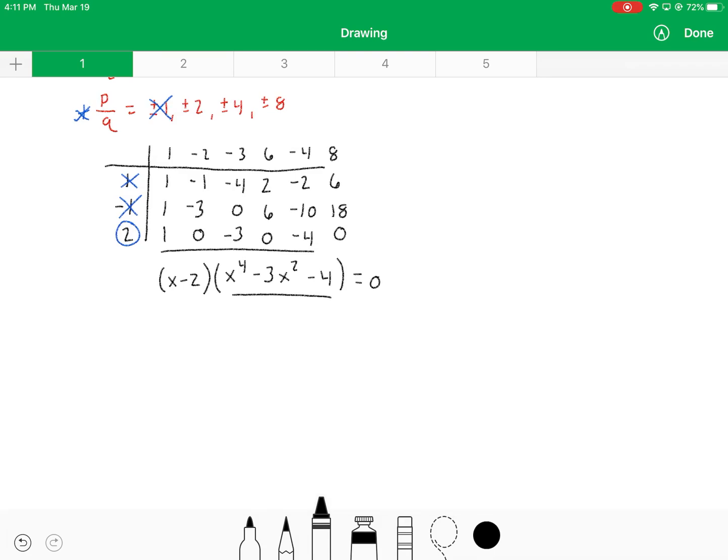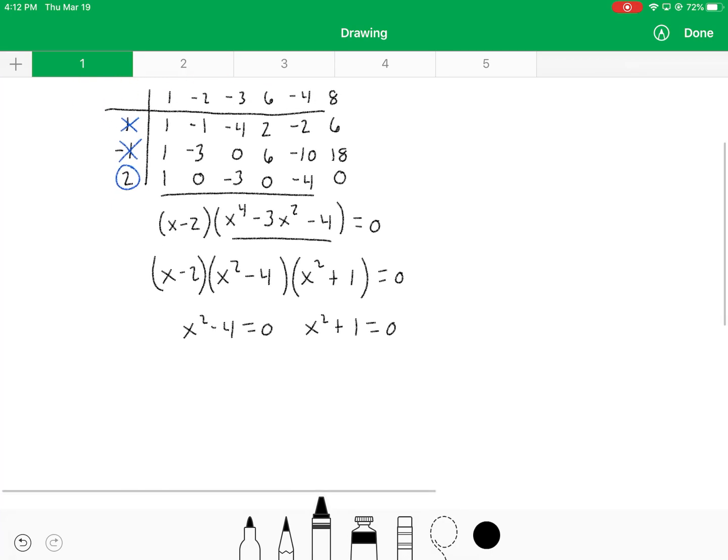It is in quadratic form, so it is going to factor to two binomials that both begin with x squared. One is going to have to be a -4, the other is going to have to be a +1. And then, of course, you want to carry down your x minus 2 here. From there, we could set x squared minus 4 equal to 0, and we could set x squared plus 1 equal to 0. And those are both pretty easy to solve.